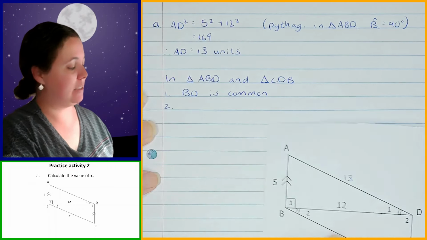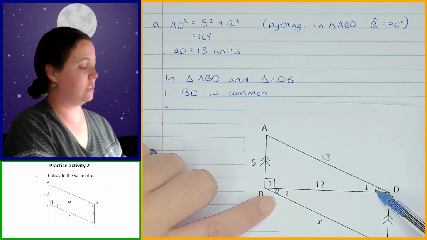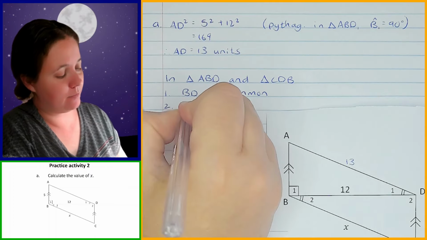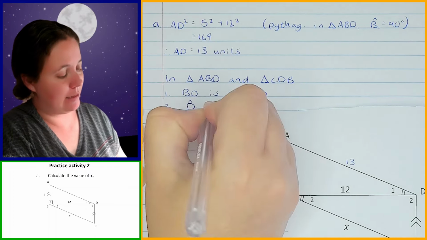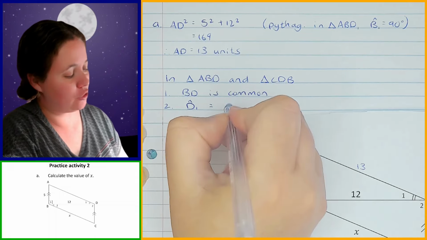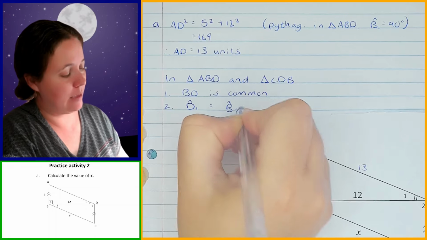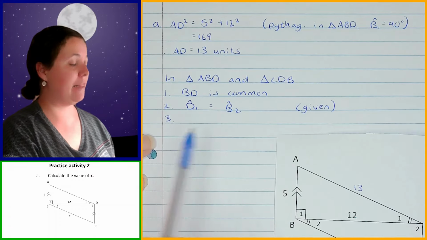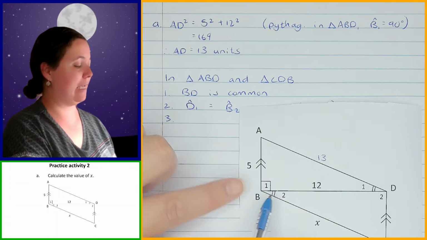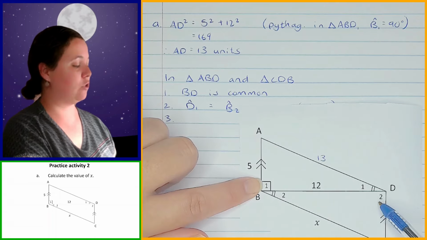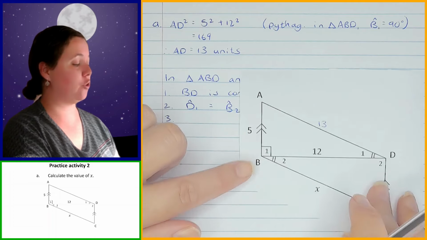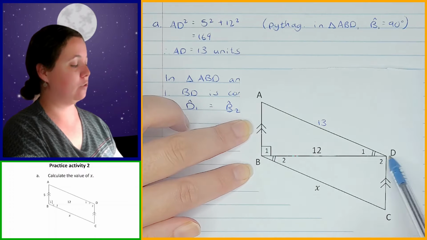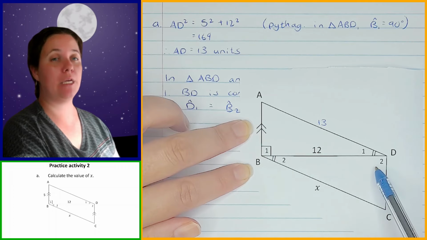My second statement, I can say that these two angles are the same. So in this triangle, angle D1 is equal to angle B2 in the other triangle. And that I know because they told me, so it's given. And then for my third statement, I can say that angle B1 is equal to angle D2, and I know that because these lines over here are parallel, so these angles, which are alternate, will be equal to each other.